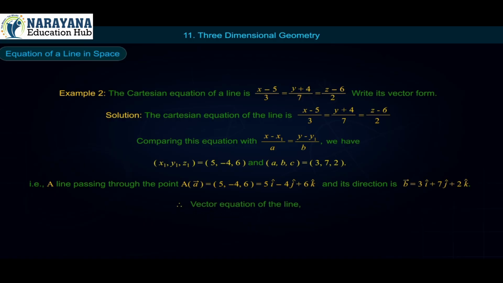Therefore, the vector equation of the line is vector r equals vector a plus lambda vector b, where lambda belongs to R. Therefore, vector r equals 5i cap minus 4j cap plus 6k cap plus lambda into (3i cap plus 7j cap plus 2k cap).